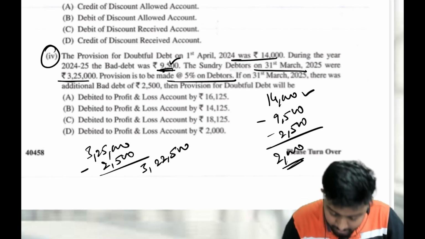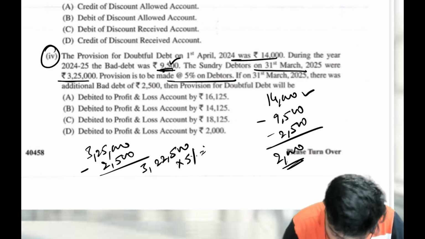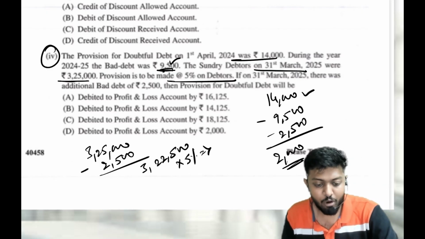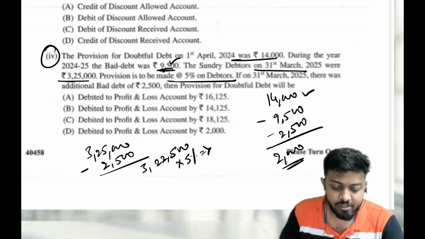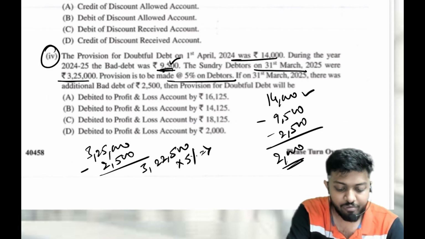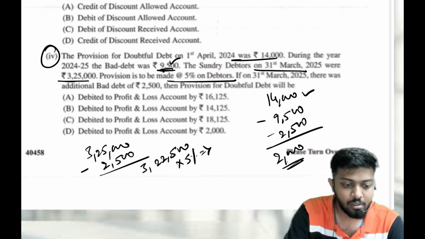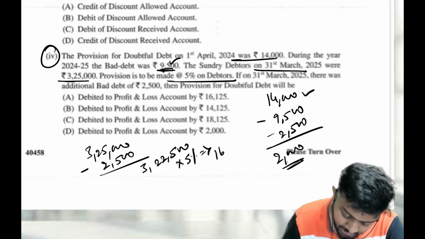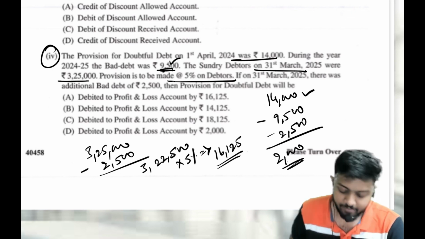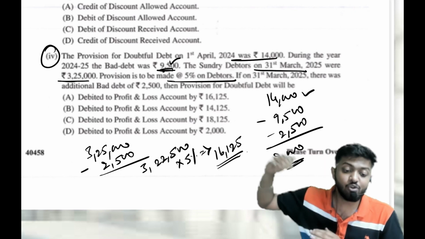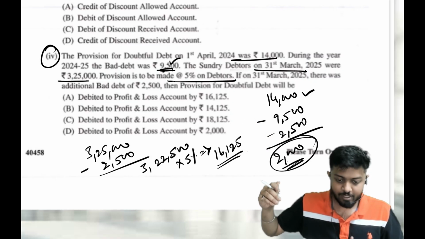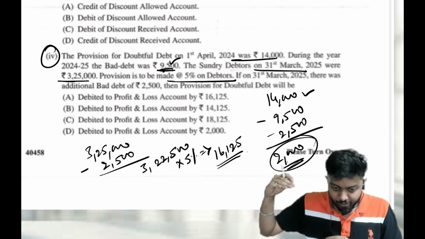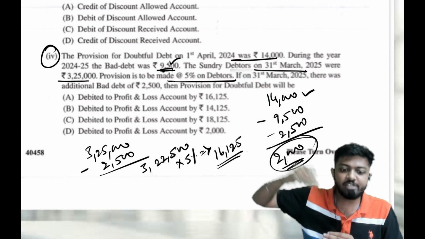Now this is the ultimate number. On this I determine my closing provision amount. So what is my closing provision amount? It's 3,22,500 into 5%. So I have to maintain it at 16,125. Correct? My closing provision should be 16,125. But right now my opening provision has become 2,000 because I've hit the bad debts. So from 2,000 I have to take it to 16,125 and I have to increase my provision.